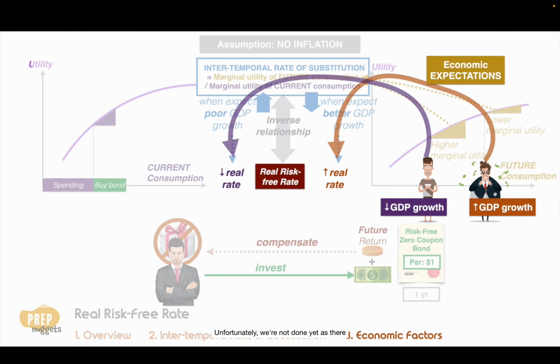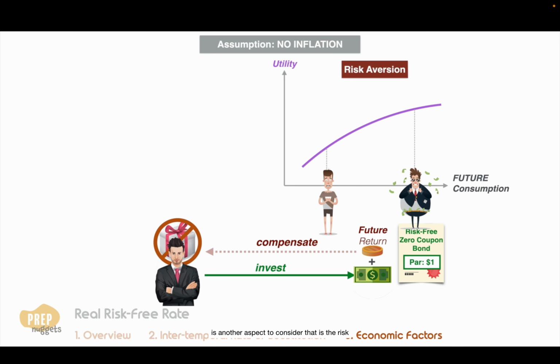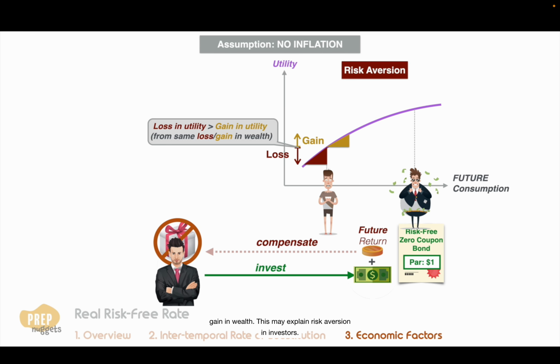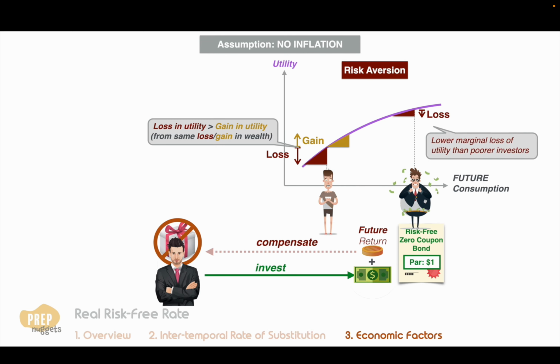Unfortunately, we're not done yet, as there is another aspect to consider. That is the risk aversion of investors. Based on the utility curve, investors experience a larger loss of utility for a loss in wealth, as compared to a gain in utility for an equivalent gain in wealth. This may explain risk aversion in investors. The degree of risk aversion can vary among different types of investors. For a wealthier investor, the marginal loss of utility is lower than that for a poorer investor.